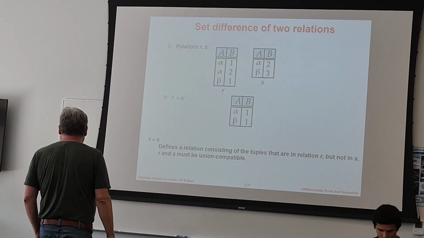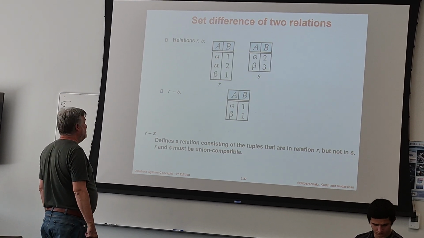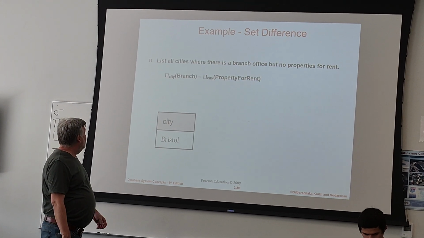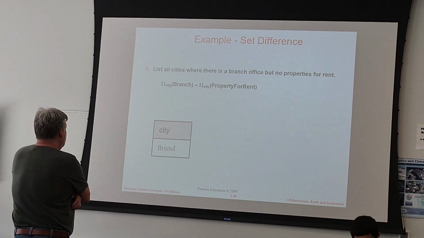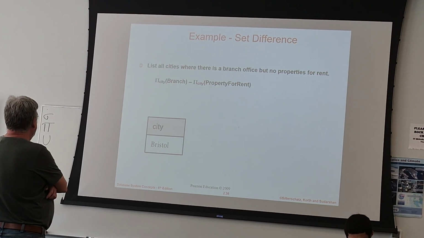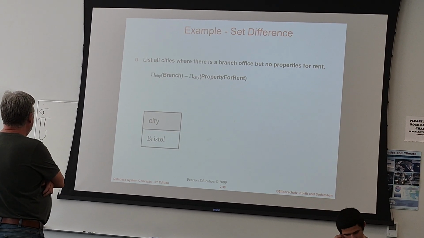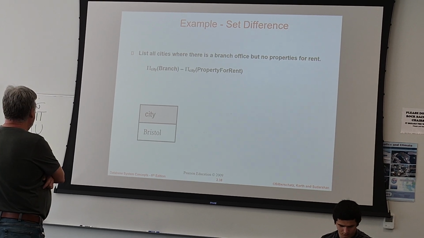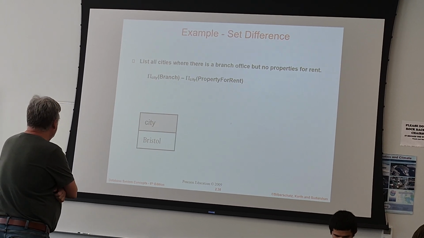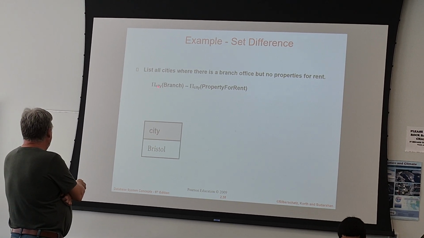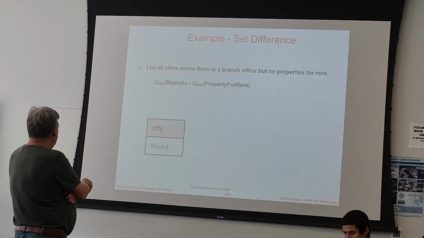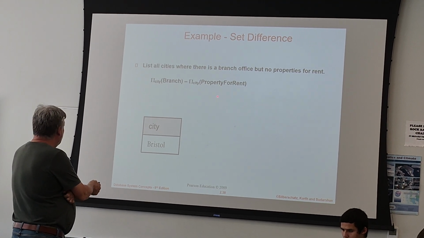All right. 4 fundamental operations. I guess there's a 5th. What was the 5th? Feel like I've missed one. Okay. List all the cities where there is a branch office, but no properties for rent. So list all the cities with a branch office. So grab all of the unique city names from the branch table, and then only show the values that are in the branch table, but not in the property for rent table.